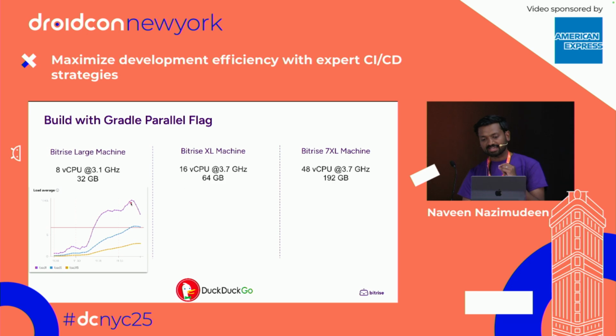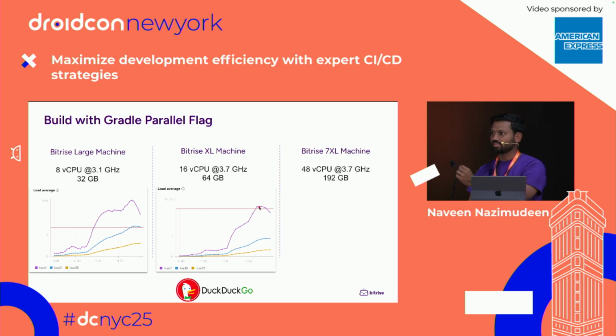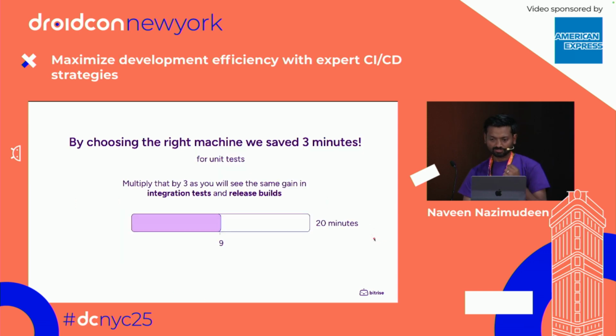Now let's take a look at the 16 vCPU. You can see that most of the processes executed below the availability level of 16 CPU, and there are only a few above it. So it stands to reason that by increasing the number of CPU here, there is not much to gain. And that's what it shows here. With the 48 vCPU, you can see that there was so much capacity to spare. So by choosing the right machine, we saved an additional 3 minutes.